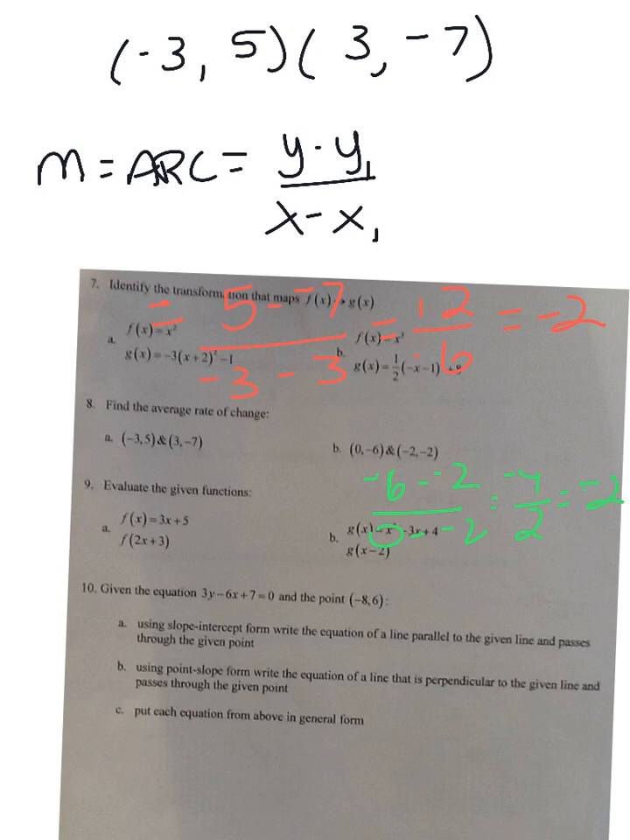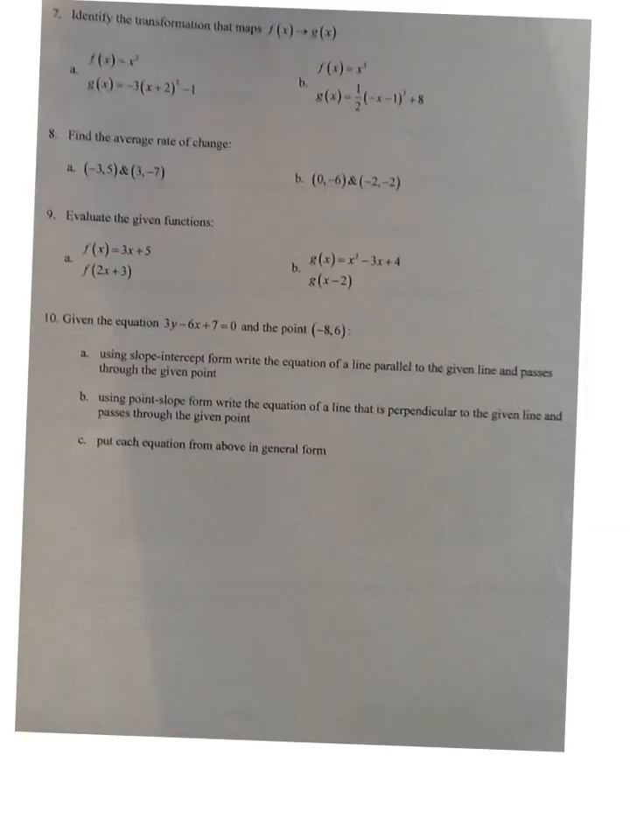All right, let's take a look at number 9. Number 9 is to evaluate. So remember, you're going to take this here, that's your input. You're going to plug it into your x value there. So it's 3 times 2x plus 3. So that's 6x plus 9. Okay, that's for A.